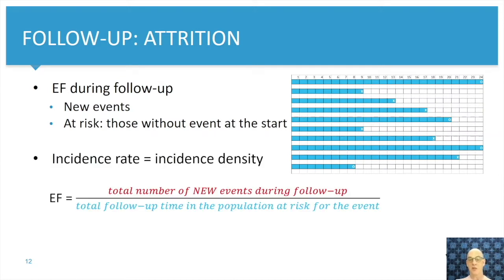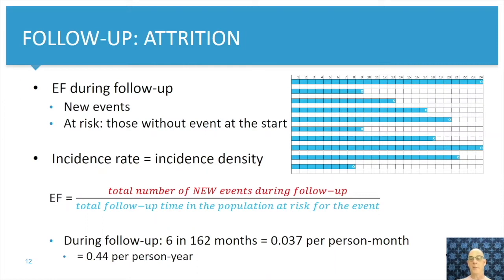But instead of an incidence risk, we now calculate an incidence rate, or in other words, an incidence density. The numerator is the same, the total number of new events during follow-up, but the denominator differs. It's now the total number of follow-up time for all the patients who started to be at risk. So the difference between a risk and a rate is that a risk has as denominator the total population, while a rate has as denominator the total follow-up time generated by the population.